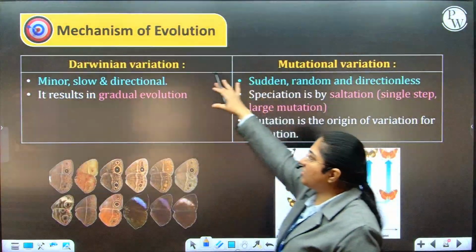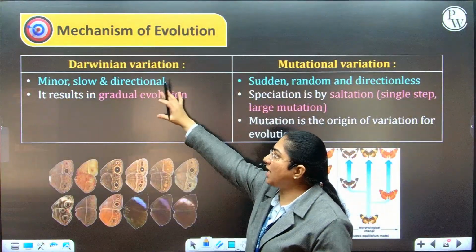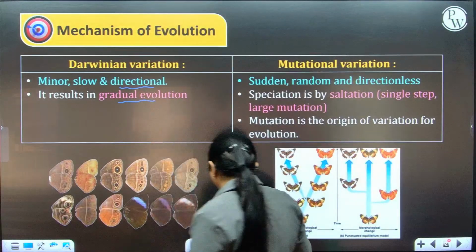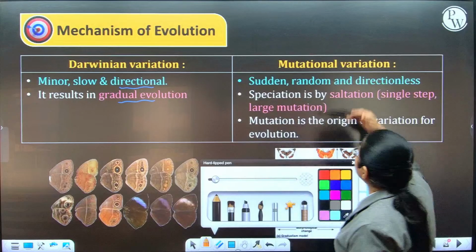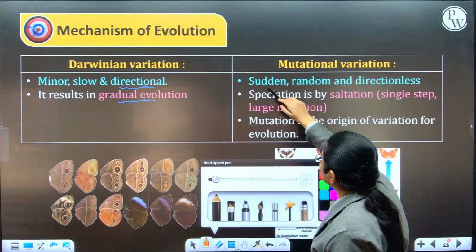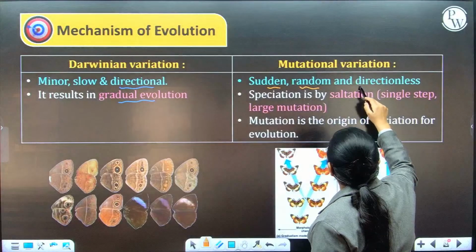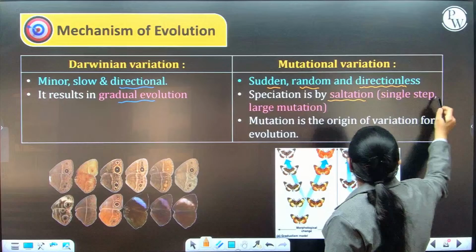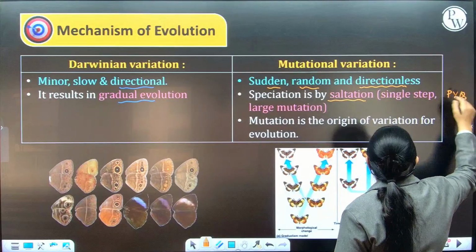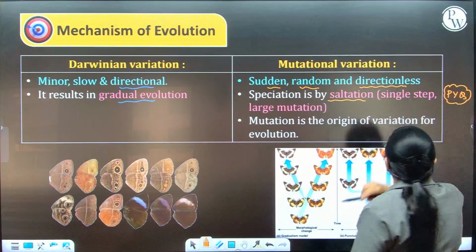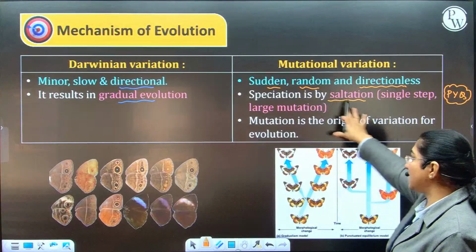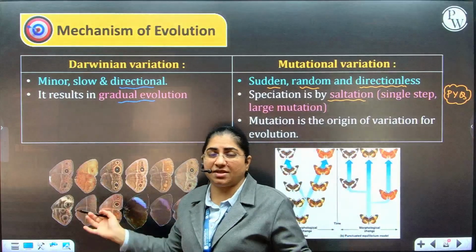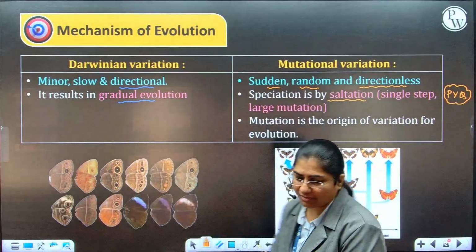So according to Darwin, sir, evolution is minor, slow, and it is directionless. It's a gradual process. Whereas, as per the mutation theory given by Hugo de Vries, it is sudden, it is random, it is directionless, and it is caused by saltation. That is single step large mutation. My dear children, please mark, this is important, it's a PYQ. And he said that it is quick, it's sudden, it is random. Though it's random, it's directionless. This is the base for evolution.